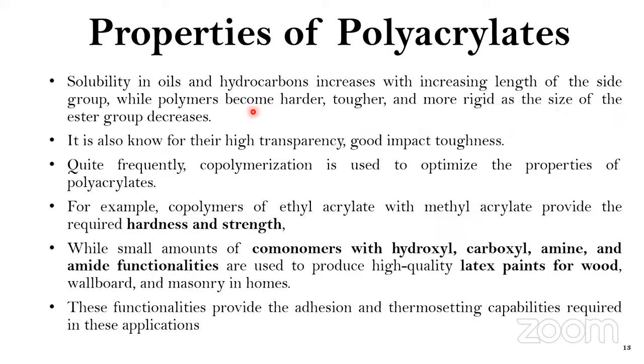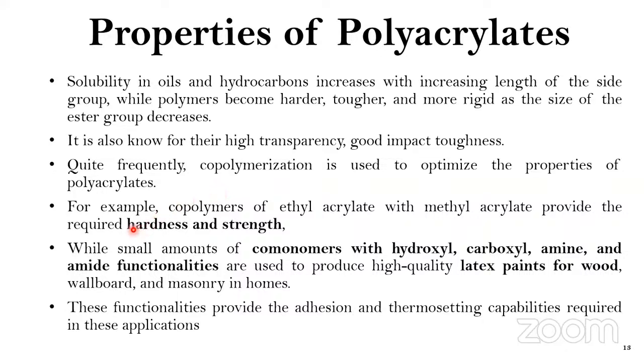So butyl is what makes it soft. Correct. The long chain available on your butyl acrylate structure will be responsible for the softness or flexibility part. It is also known for high transparency and good impact toughness as polyacrylate properties. Quite frequently, copolymerization is used to optimize the properties of polyacrylates. Whatever the monomeric system and percent of monomers you are using is responsible to optimize the properties. If you want some hard material, you will use short chain monomers. If you want flexible, you will use long chain monomers, correct?